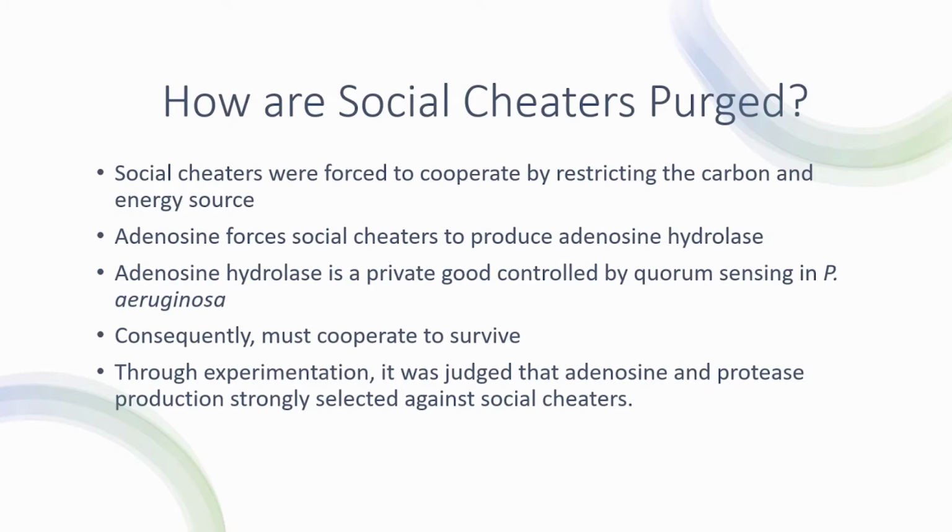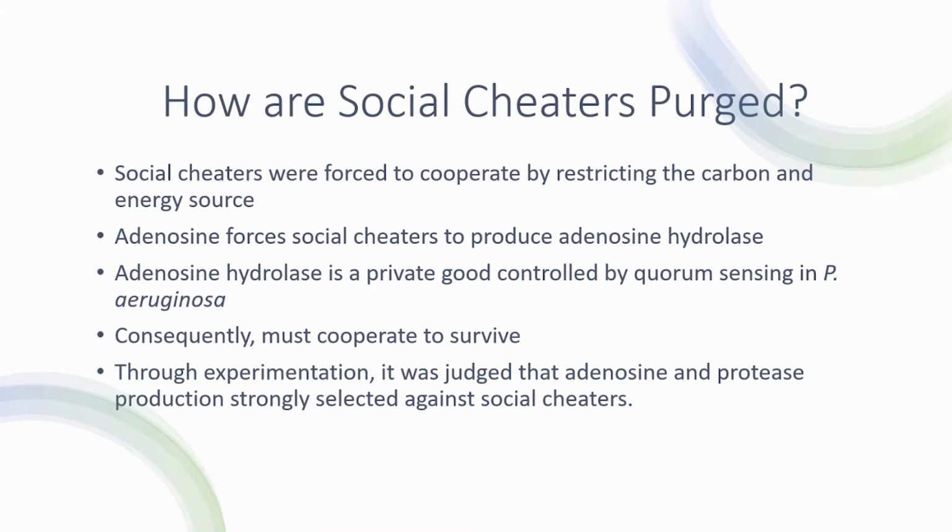So because there's a presence of adenosine, these cheaters have to produce adenosine hydrolase, which is a type of enzyme that breaks down adenosine for the bacteria to metabolize it. Because adenosine is their energy source, they have to be able to break it down and use it for nutrition.